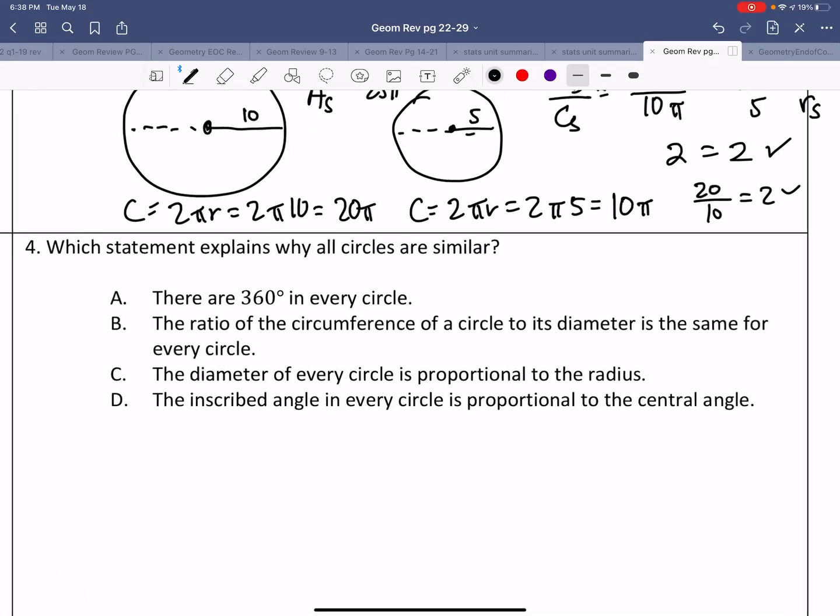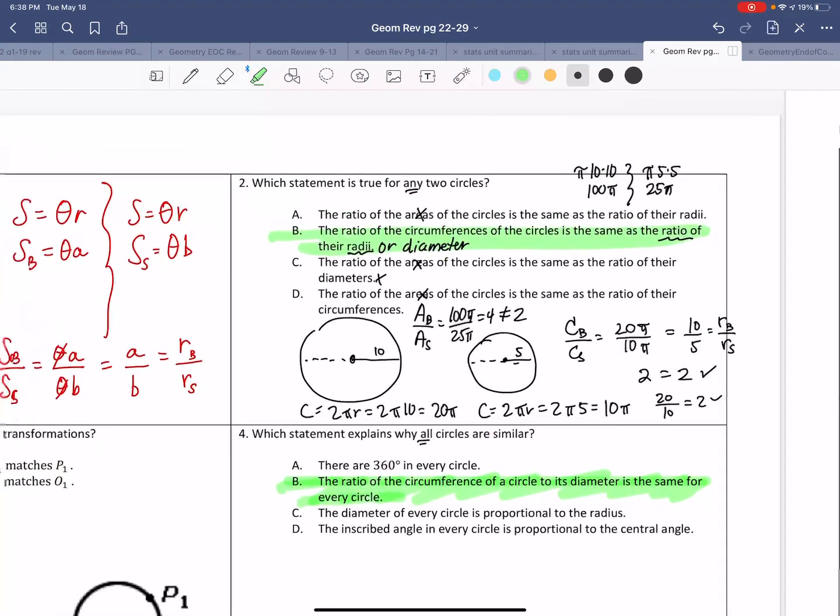So question 4, which statement would explain why all circles are similar? As we said, the ratio of the circumference is the same as its diameter. Yes, nice work, guys.